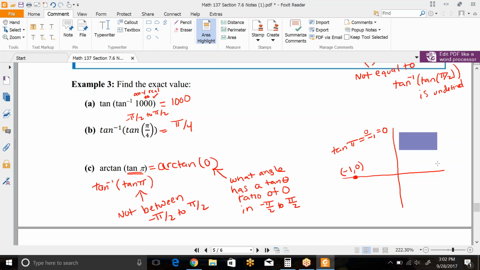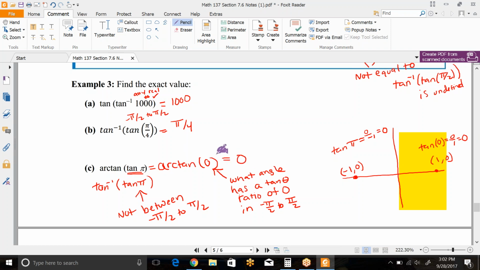So if we think about over here, because we're dealing with the inverse function, when would tangent have a ratio of 0? It's going to be this mirror point right here. It's going to be when we have 1, 0, because tan of 0 is 0 over 1 as well. Now, it doesn't matter that the other one was negative. It's just, does the ratio come out to the same? And it is a 0. So this would actually be an answer of 0.